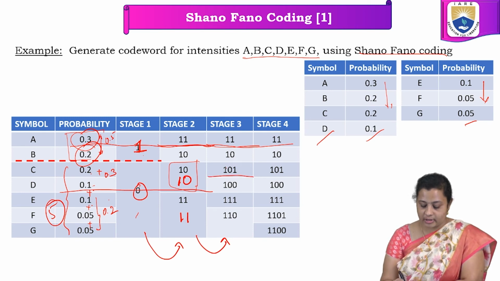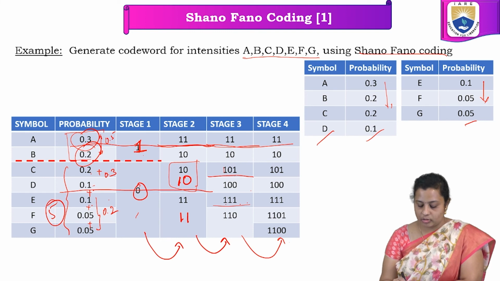So I got it as 101 and the other is 100, right? Next, the subgroup whatever I am having, I am dividing it into two subgroups. So I am writing the upper subgroup as 1 and the lower subgroup as 0. So I am writing it as 1 1 1 1 1 0. Right? Now, if I continue, I have to go to my stage 4 because they are still yet to be done.